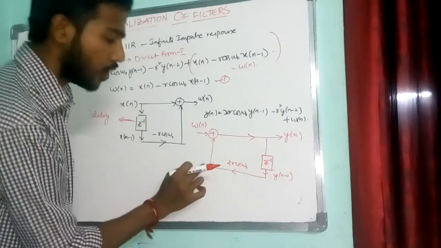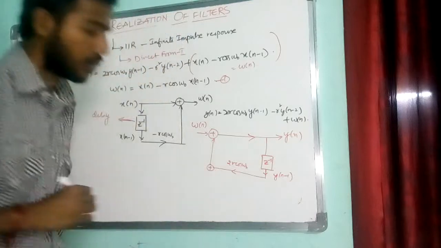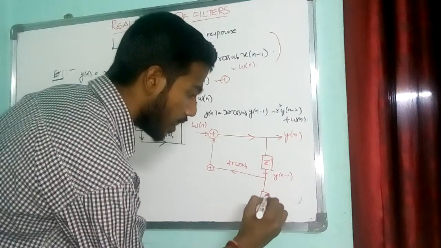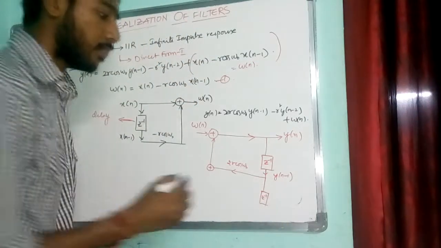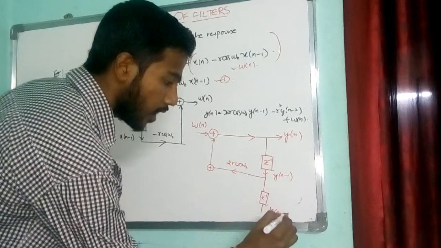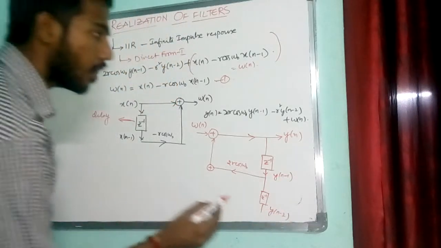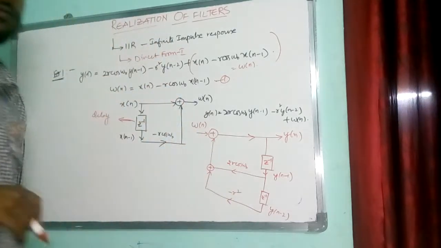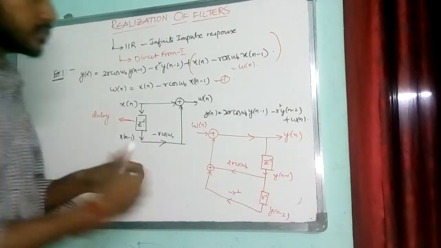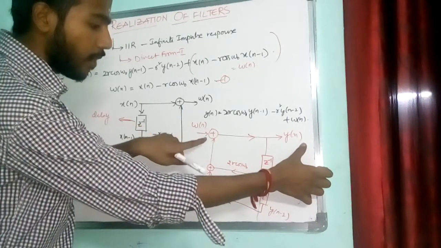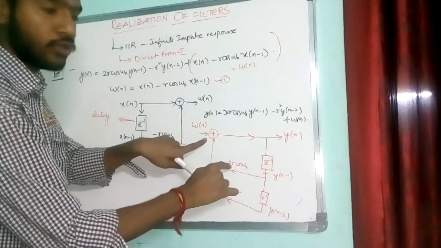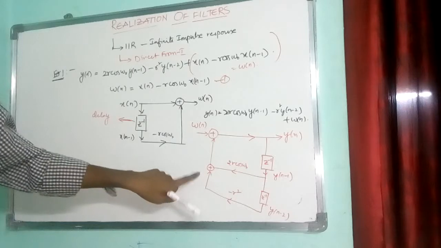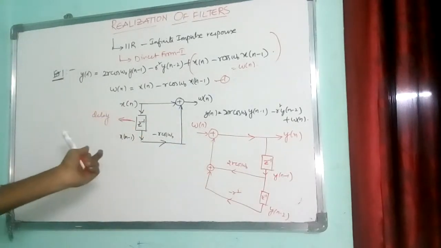But I have another term, so I need another adder. Okay. Next thing. I have the y of n minus 2 term. So I need another delay. This gives my y of n minus 2. Okay. Now I need to multiply it with minus r square. So this gives my y of n as w of n plus y of n minus 1 into 2r cos omega plus minus r square into y of n minus 2. This is my y of n. This is my w of n.